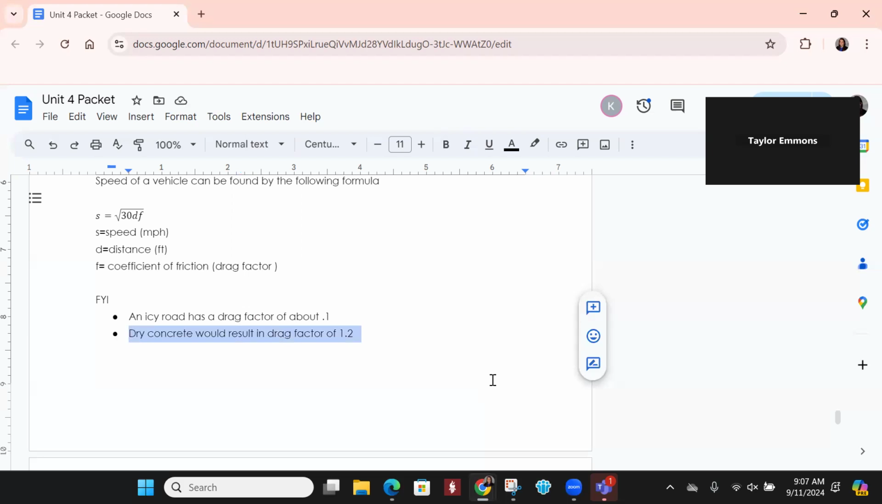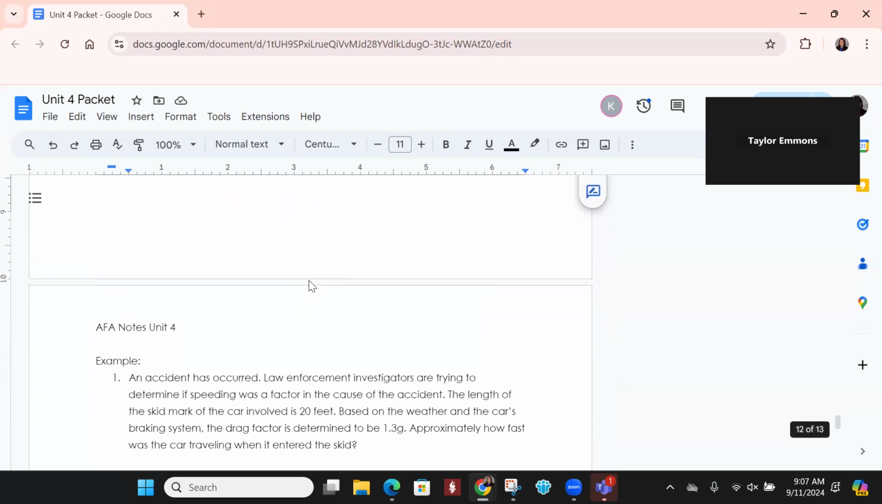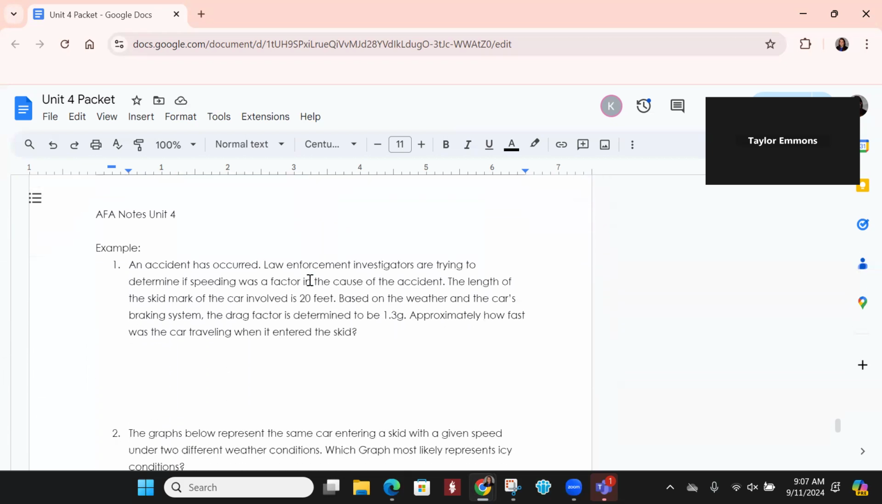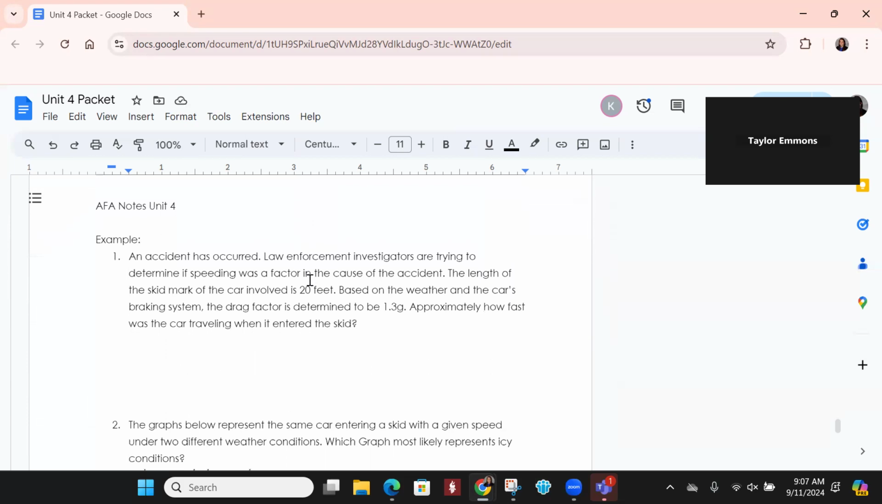Good. All right. So let's go ahead and start looking at some problems. Example 1. An accident has occurred. Law enforcement investigators are trying to determine if speeding was a factor in the cause of the accident. The length of the skid mark of the car involved is 20 feet. Based on the weather and the car's braking system, the drag factor is determined to be 1.3. Approximately how fast was the car traveling when it entered the skid?